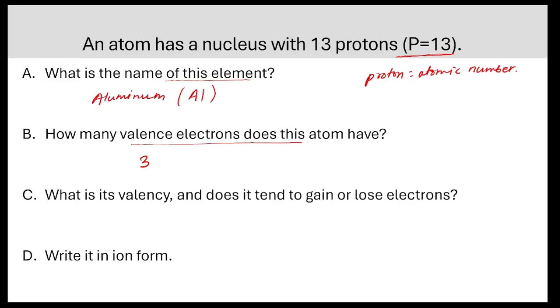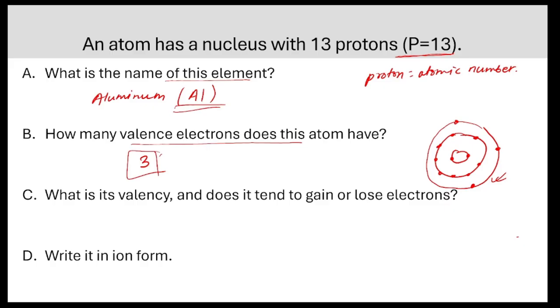3. Or we can also draw the electron configuration: the first shell has 2, the second one will have 8, now the total is 10, and the third one is 3. So if we know the atomic number, we can draw the electronic configuration and find out the valence electrons, or we can simply use the periodic table to find out the valence electrons.